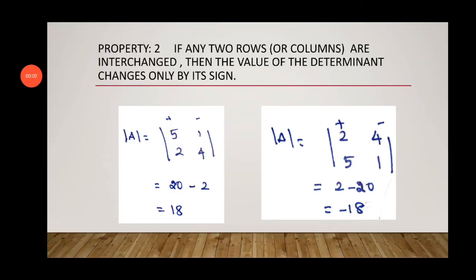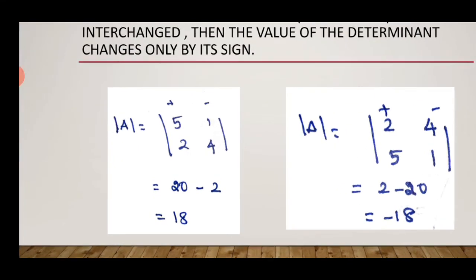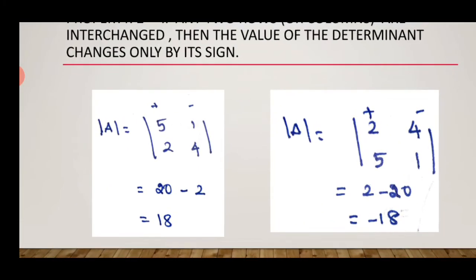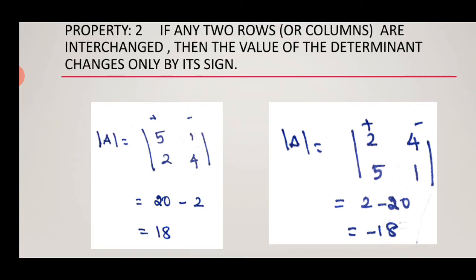Property number 2, if any two rows or columns, that is any two rows or any two columns, are interchanged, then the value of the determinant changes only by its sign. Okay, let's see. So here on the left side you can see the determinant has entries 5 1 in the first row, and in the second row we have 2 4, right? While solving this, over the first row we have to put plus and minus sign, and now we are going to solve 5 into 4 20, then minus 1 into 2 minus 2, so the answer is 18.